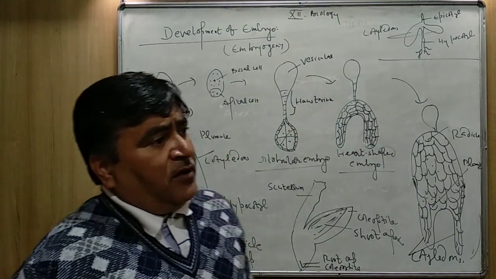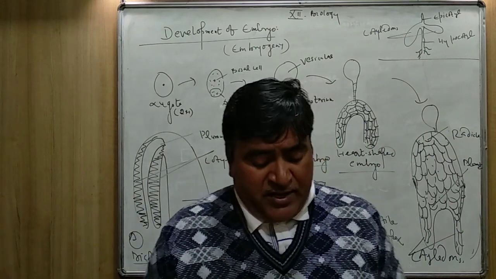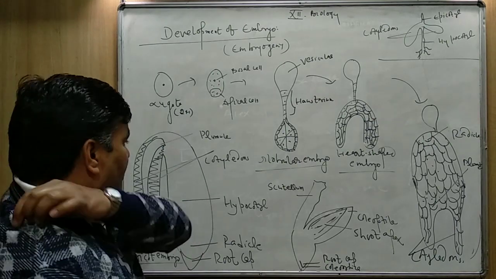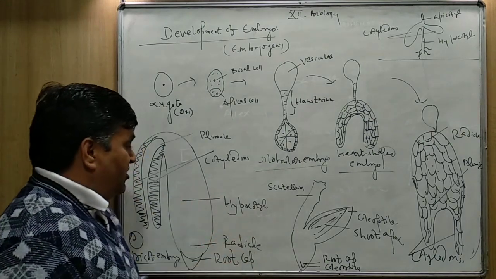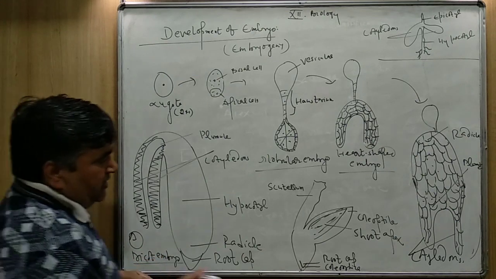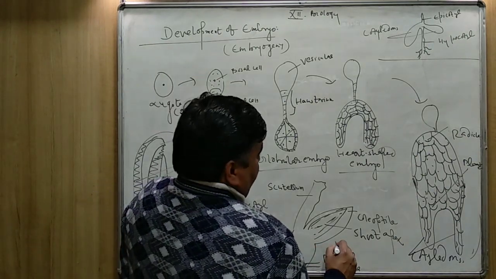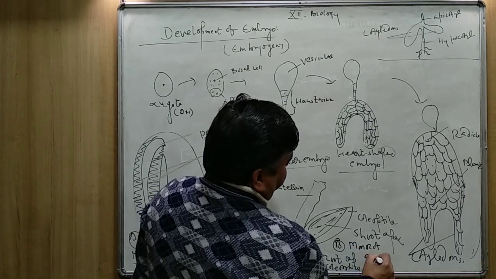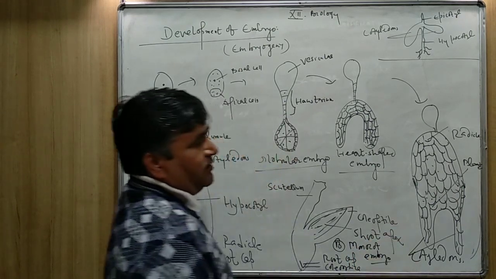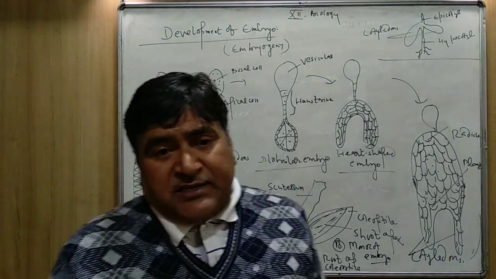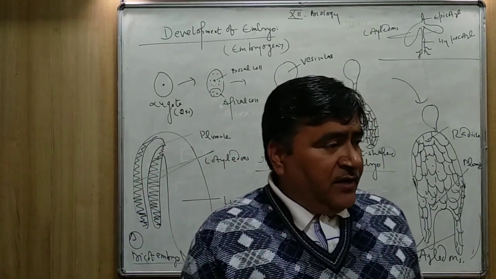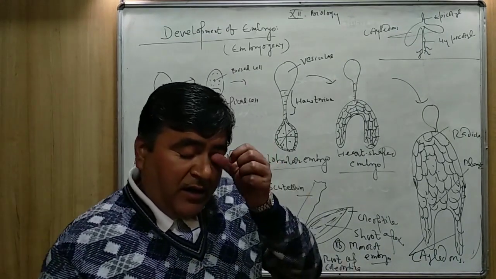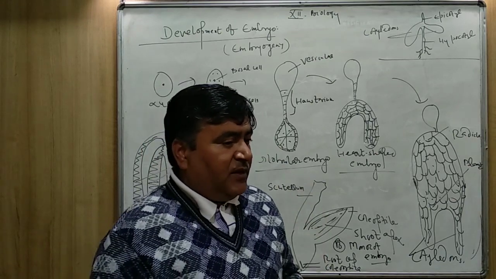Now, what are the parts of the embryo? As you know, the embryo is of two types, dicot embryo and monocot embryo. Here I have drawn two diagrams. This is the diagram of the dicot embryo, and this one is the diagram of the monocot embryo. How many parts are there in an embryo? It's a very important question: name the parts of an embryo.